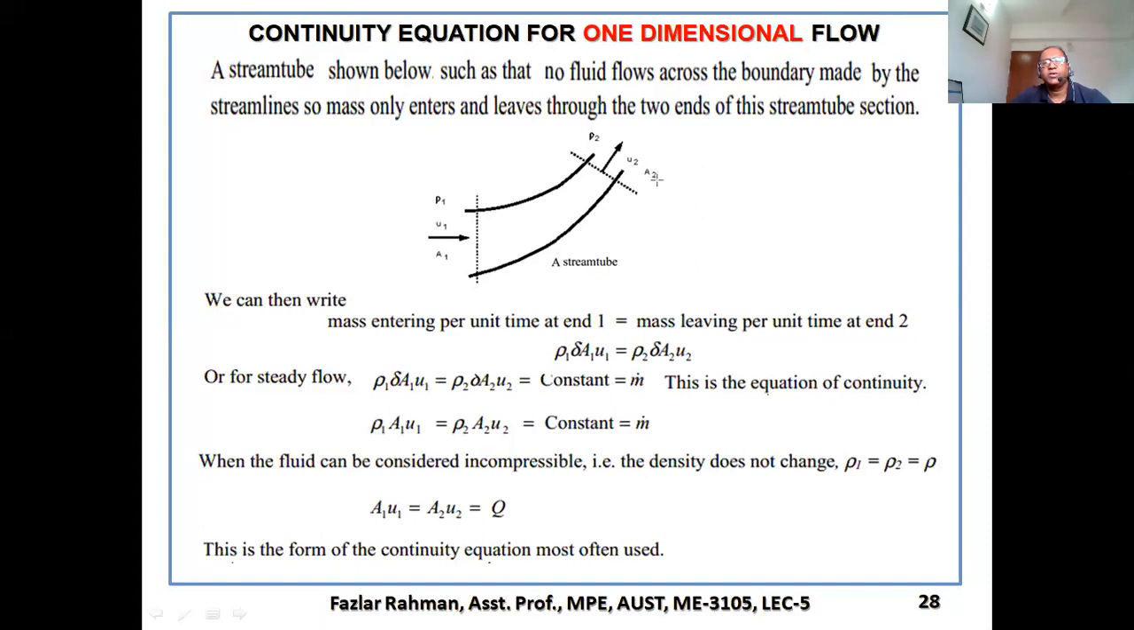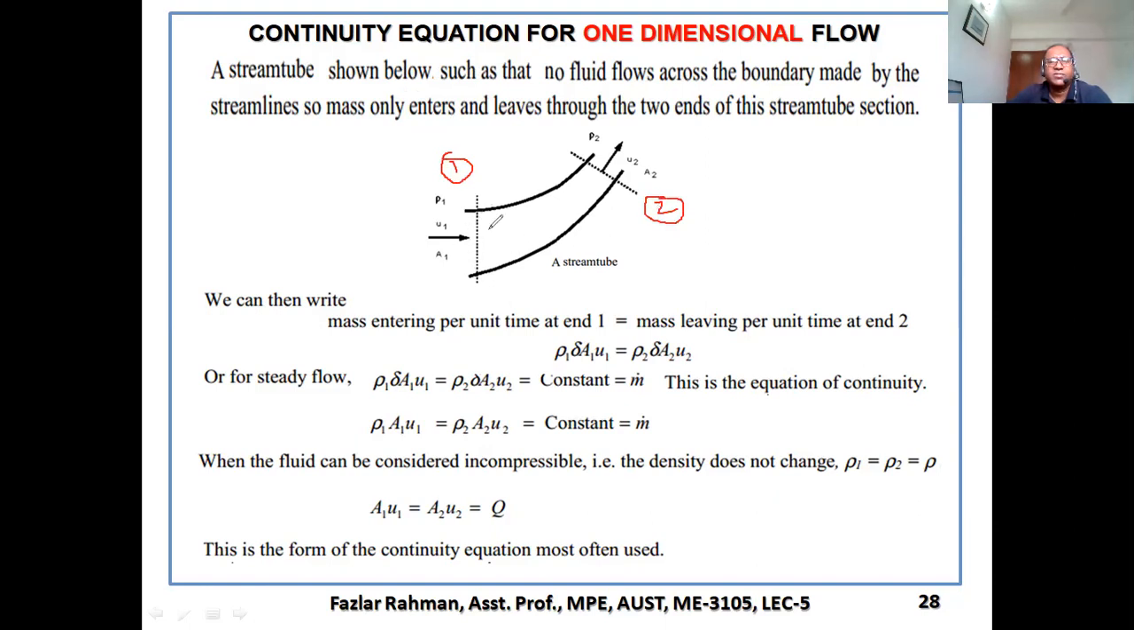At section 2, area A2, velocity of the fluid U2, density rho 2, which means it is compressible. You see rho is not the same, right? Over here there is one density, and at section 2 there is another density. Now we are saying that mass cannot be created or destroyed, and since there is no storage, the water entering the pipeline at section 1 and the same amount of water has to leave through point 2.